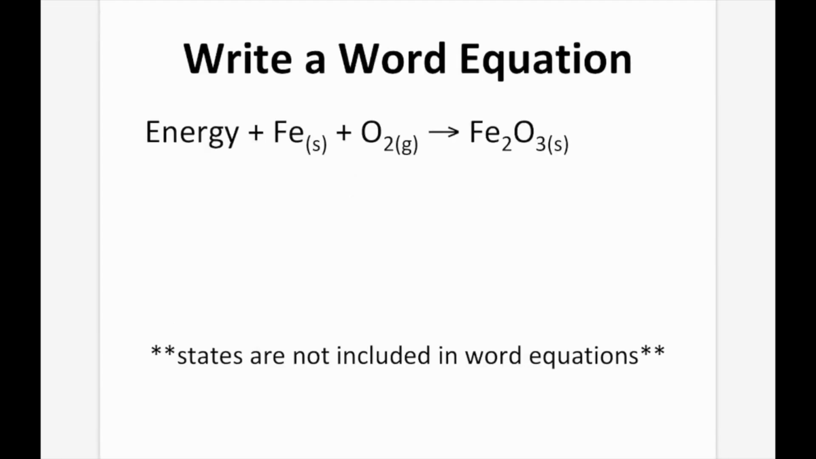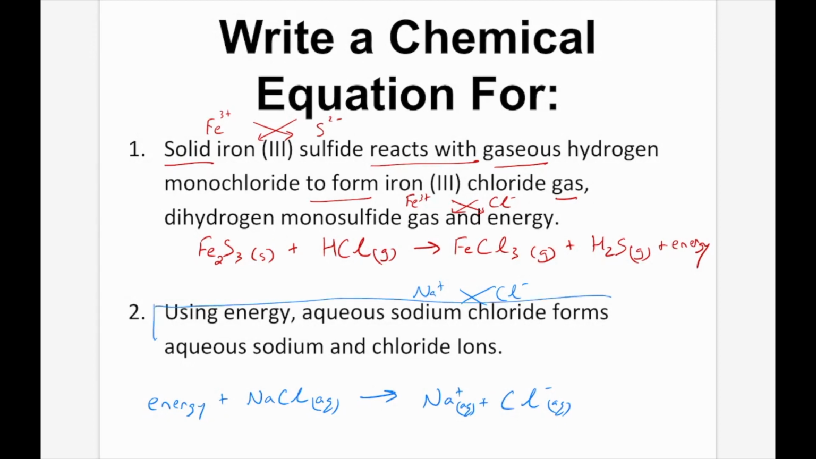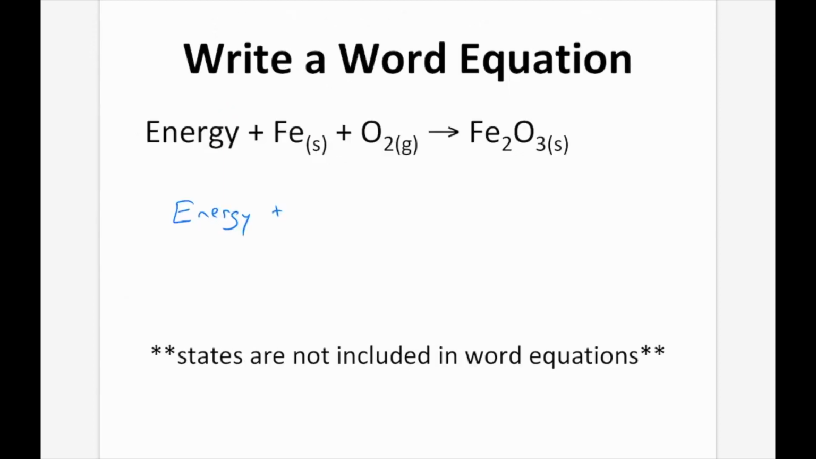Okay, so word equation, we're going to start off by writing energy. Now keep in mind, this is not a sentence. This is an example of a sentence right here, where it's using full words, full sentences. A word equation is where we just have the words. So energy plus, okay, Fe, so we say iron, plus O2 is oxygen gas. Don't forget the gas. Arrow.